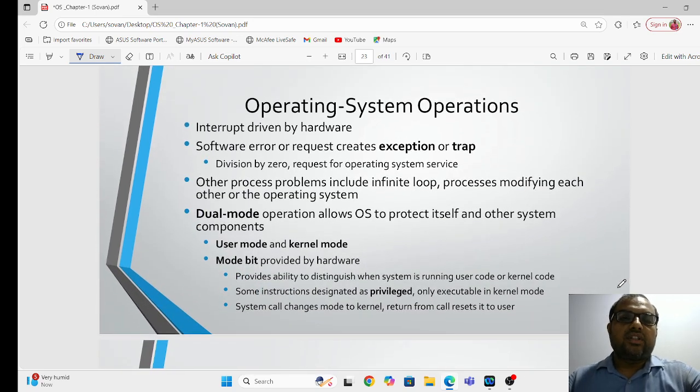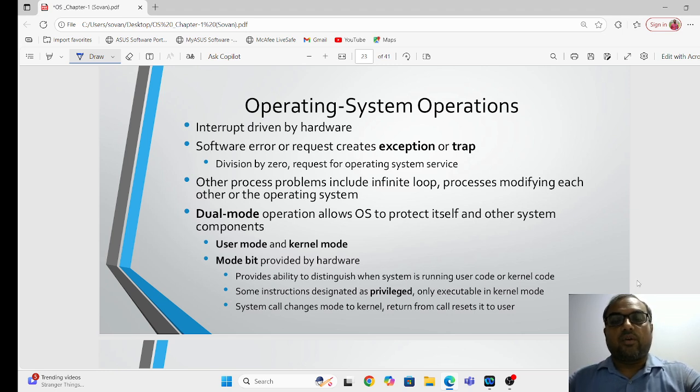And then, what are the operations of the operating system? There are interrupts defined by the hardware. If a software error occurs, the operating system resolves it. There is also dual mode of operation, and importantly, the infinite loop. Suppose some program or process has taken an infinite loop, then the operating system will stop it, otherwise the system will crash or something else will happen. So the operating system takes care of all these things.